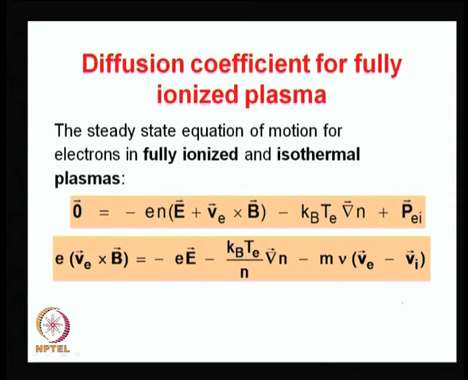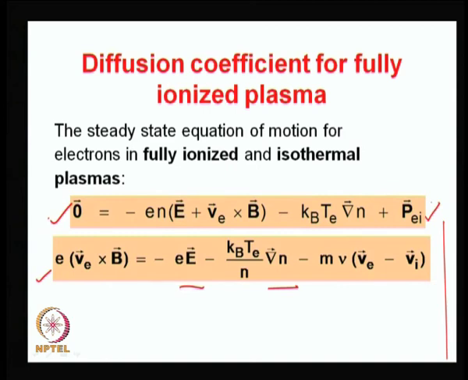With this, we can now make a calculation for the diffusion coefficient for fully ionized plasma in terms of the specific resistivity. We write the equations of motion for steady state isothermal plasmas. For electrons, let us say, we get this particular equation. We have the electric field term, the V cross B, the density gradient and the momentum terms. We do a simple algebra and we write e n Ve cross B in terms of E, the gradient of n, and substitute for Pei here.